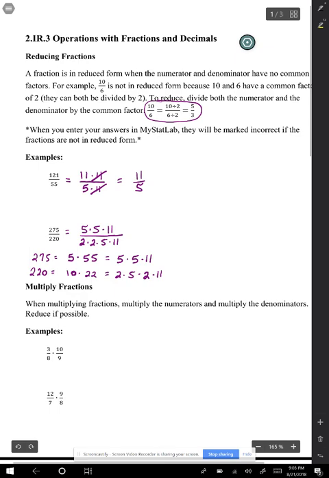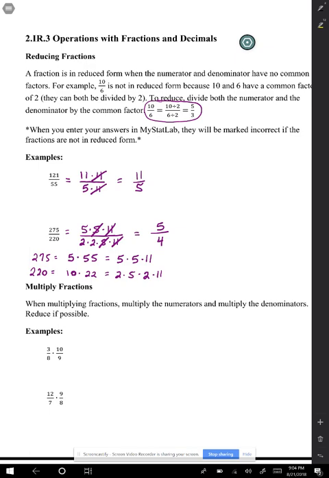And what we're looking for is a common factor in the numerator and denominator. We see that they both have a 5, so that would divide out, and they both have an 11, so that would divide out. And once you divide that out, all that's left in the numerator is 5, and in the denominator, 2 times 2, which would be 4. So 5/4 would be your answer.